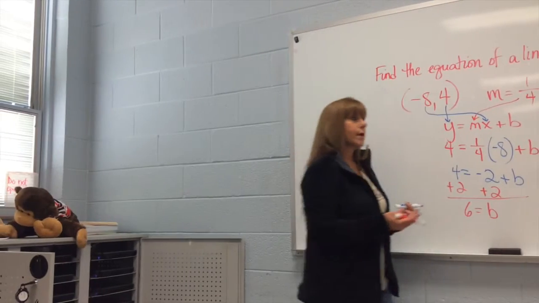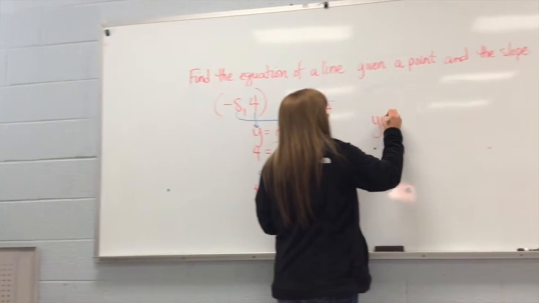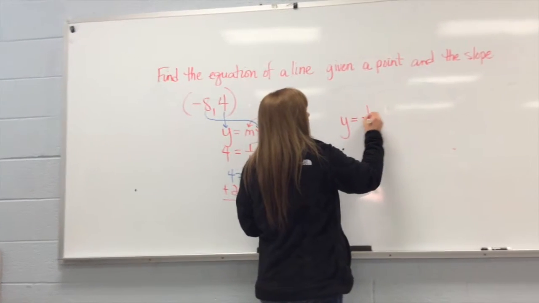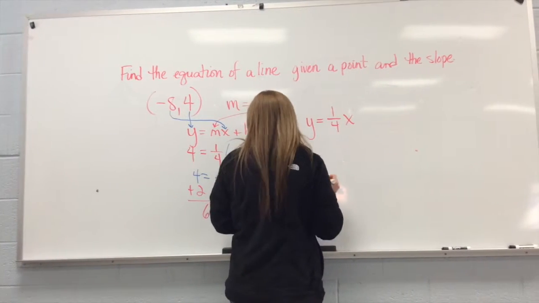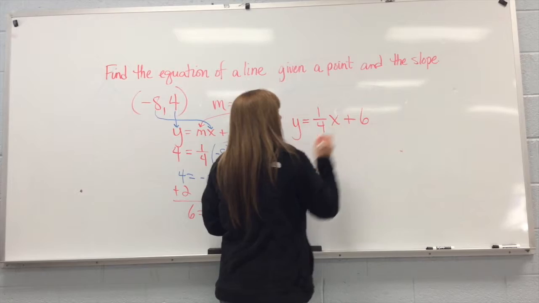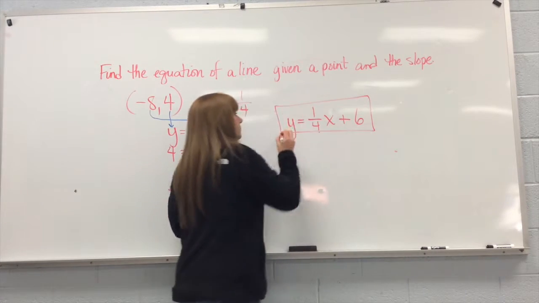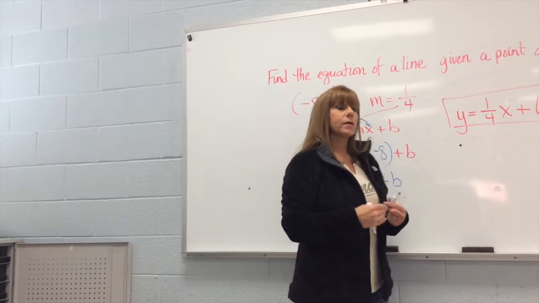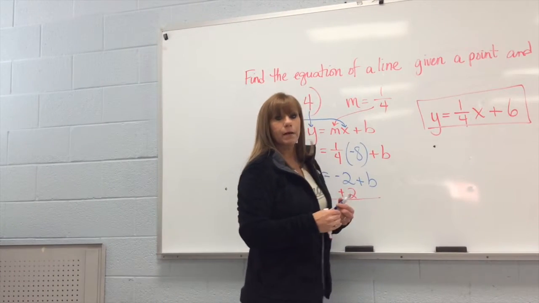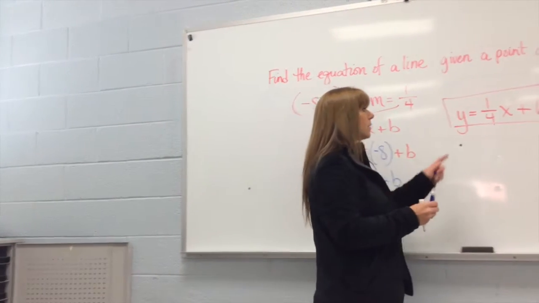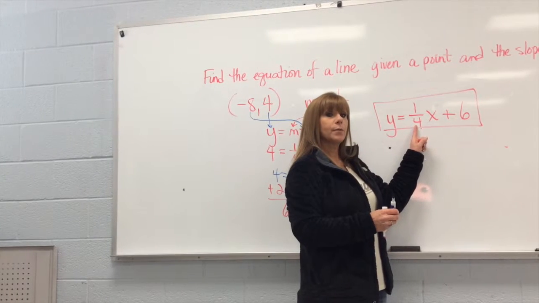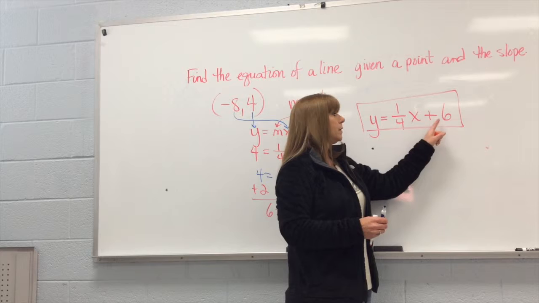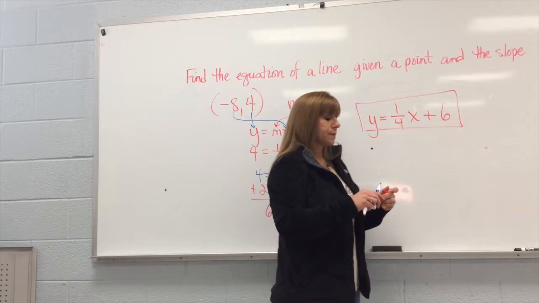So now I write the equation of my line. When I write the equation of my line, I fill in my slope, and I fill in my b. Okay? The y and the x are part of the equation. That's that y equals mx plus b format. So you're only filling in values at this point. When you write the equation of the line, you fill in for the slope and you fill in for the y-intercept.